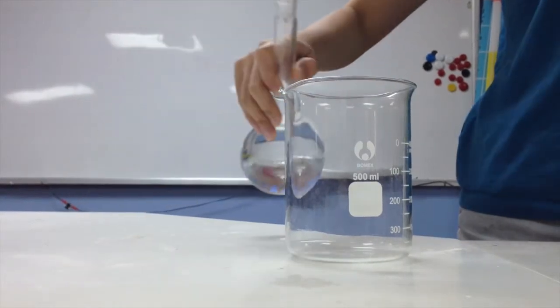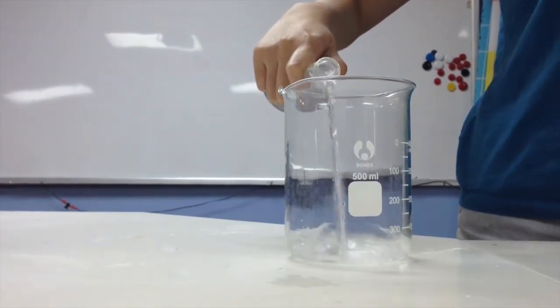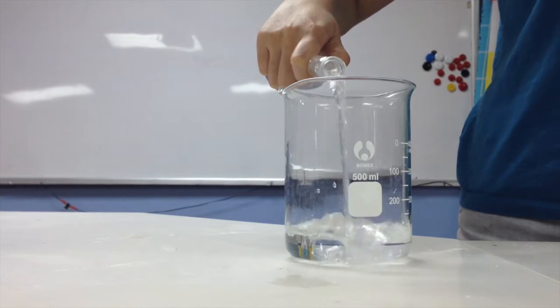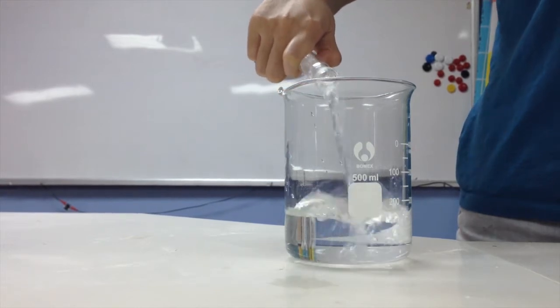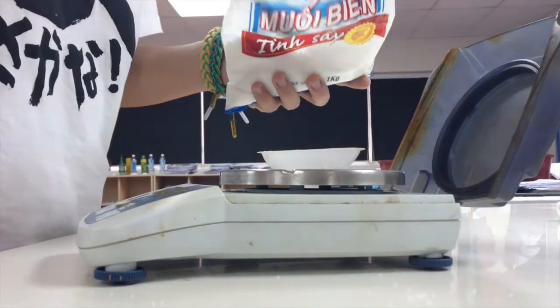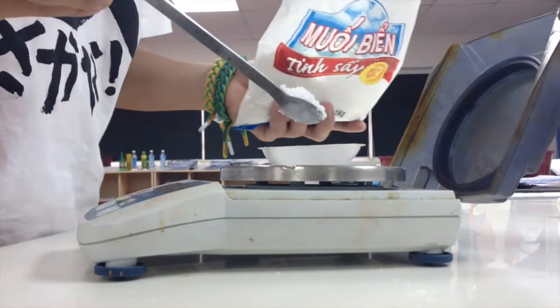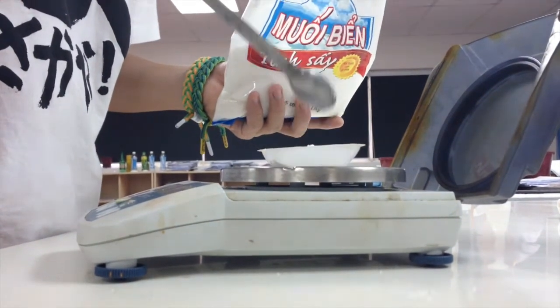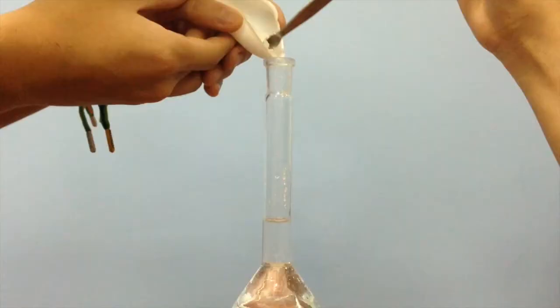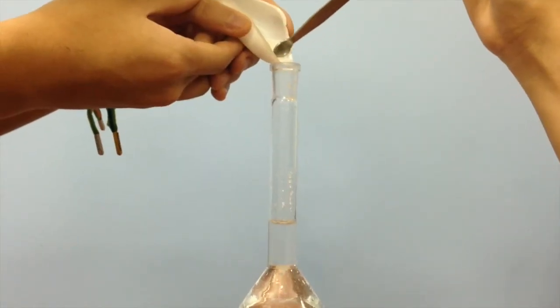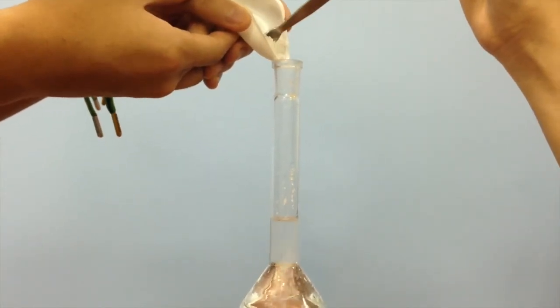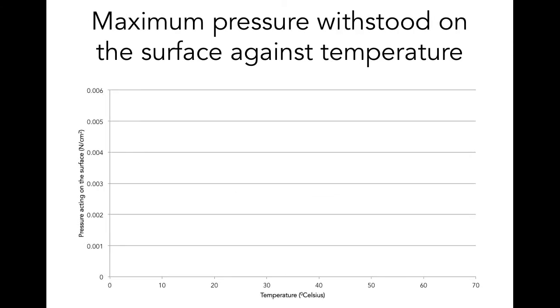For the second investigation, prepare 250 ml of tap water using a volumetric flask. 10 grams of salt is measured using a balance and then dissolved into the water. The solution is stirred. The total weight of the staples is divided by the surface area of the paper to find the pressure acting on the surface of the water.